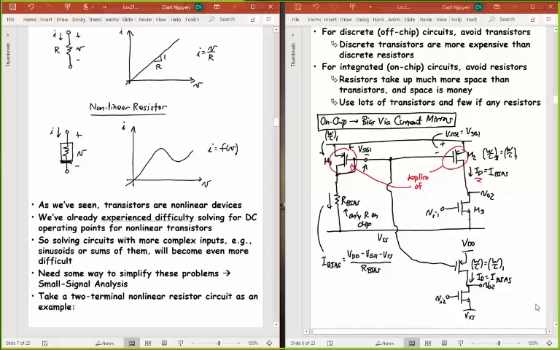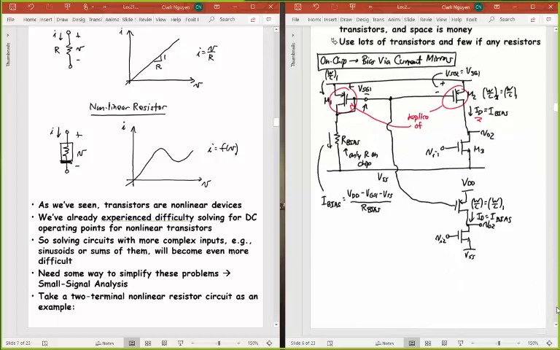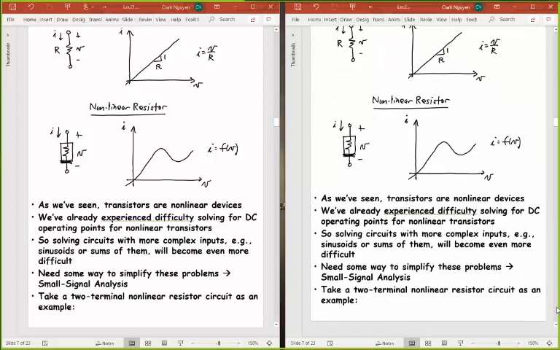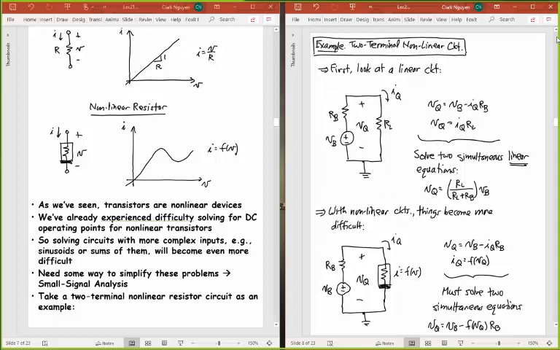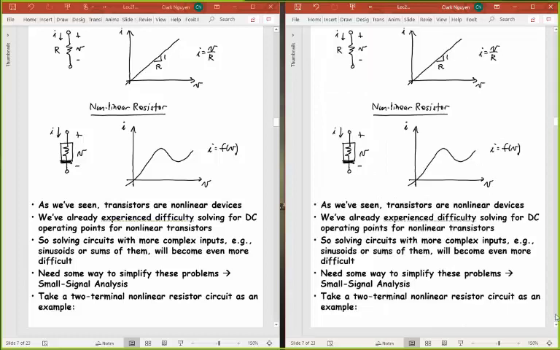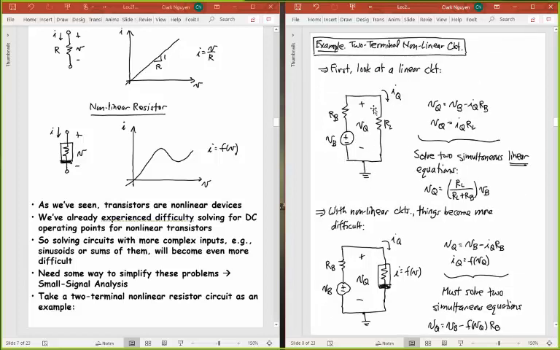So let me describe, not using transistors, but in a very general sense, exactly what we're doing when we do small signal analysis. Let me use this example here. Let's take the example of a two-terminal nonlinear circuit. Our transistors are three-terminal, so they're going to be even more complicated than what I'm showing here. But let me compare and contrast what you already know, which is this above, to what you're about to learn, which is this down here.